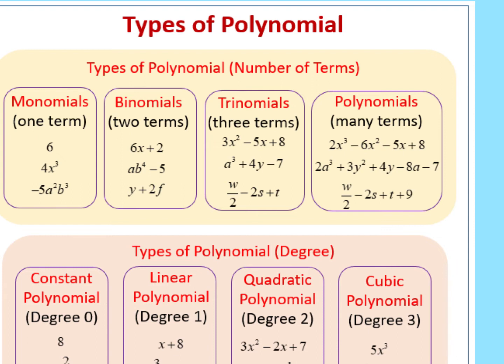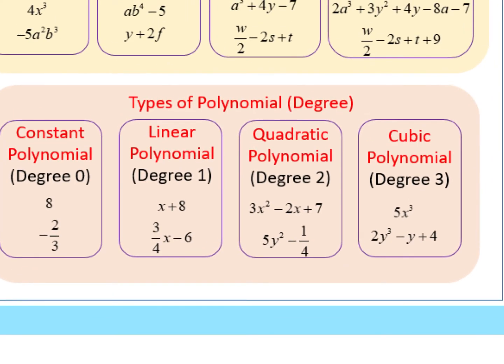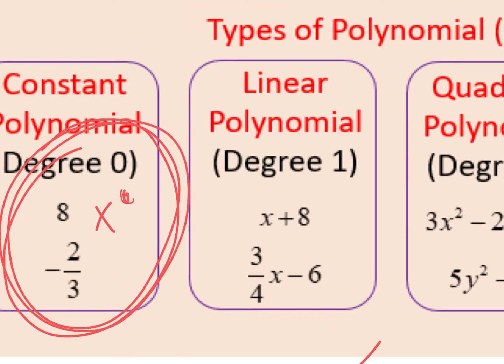All right, so types of polynomial by degree. Notice, when they don't have an x, they're degree 0. The way I think of that is, couldn't I put an x to the 0 power on this? Yeah, because x to the 0 power would just be 1, and 1 times 8 would be 8. And so you could just slap an x to the 0. That's why it's degree 0.